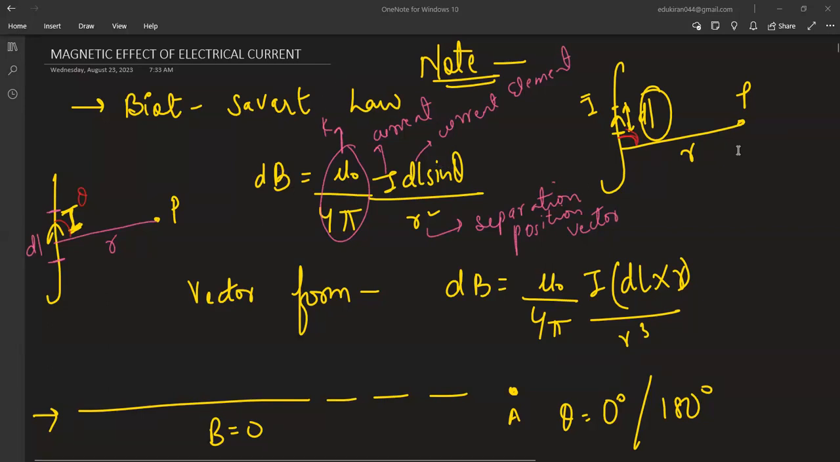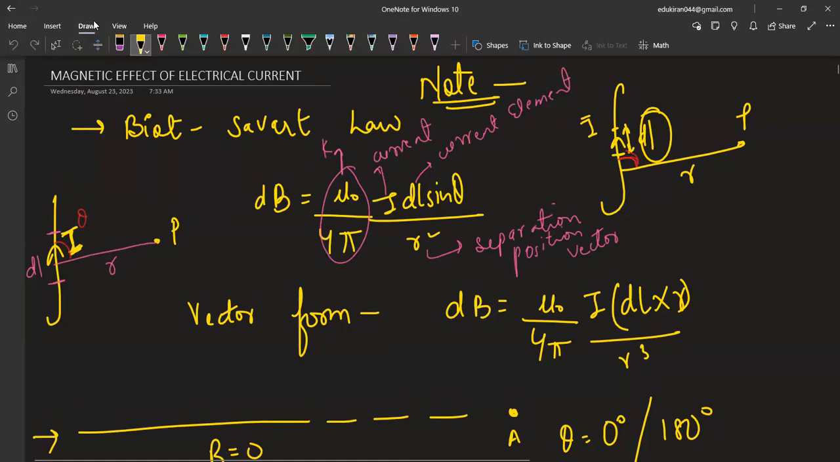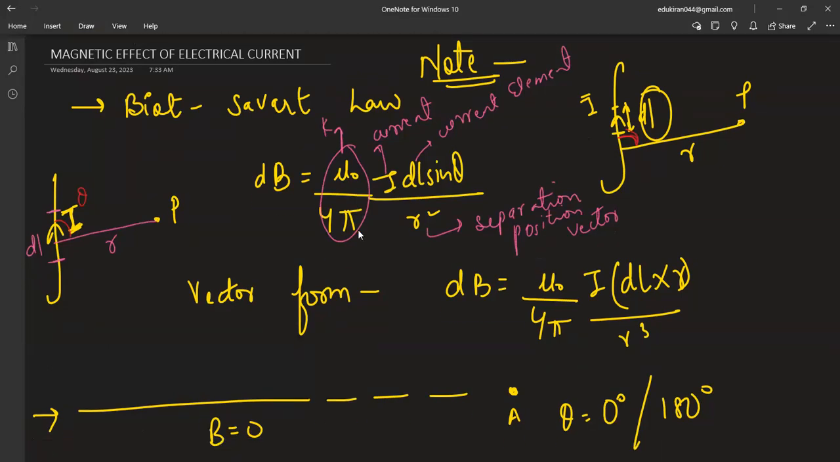Then there is a point at which you want to calculate the magnetic field. So the separation of this particular point from the wire, we take it as the position vector. So magnetic field is inversely proportional to the square of the position vector. The constant term that comes here becomes mu naught by 4 pi, whose value is 4 pi into 10 to the power minus 7. So B is mu naught by 4 pi, I dl sine theta divided by r squared. In vector form, we write it in this manner.